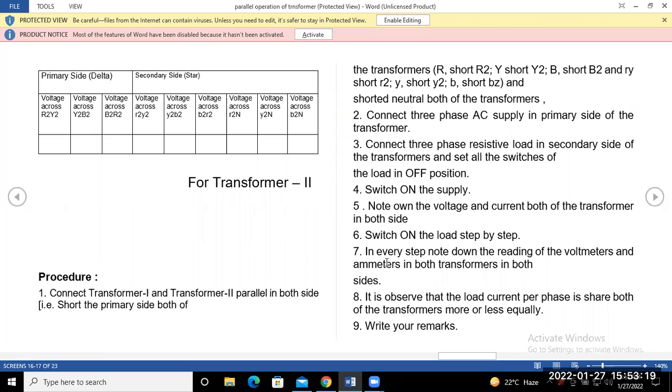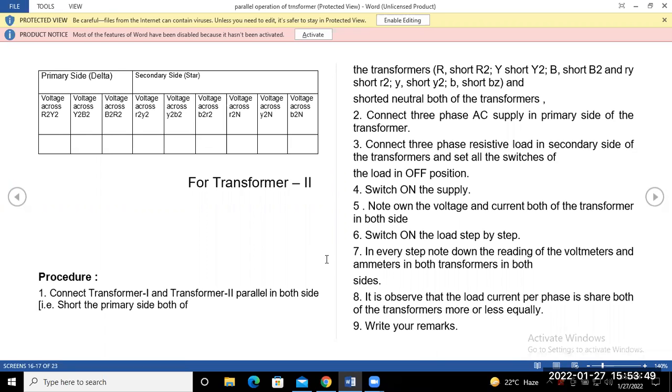So this one is for the same, that means at the load condition, when you apply the load on the secondary side of the transformer. Okay, so the procedure is the same, I think, and you have to make another table for the load condition. Okay, one for no load and another table for the load condition. You have to just make two tables.